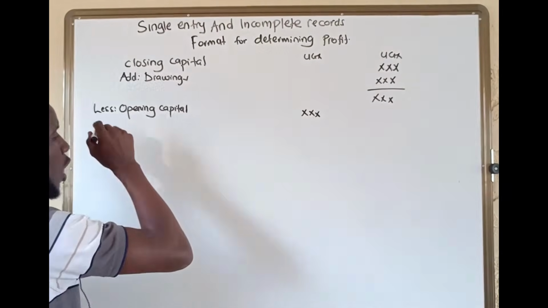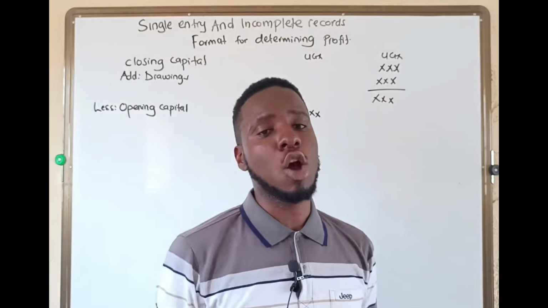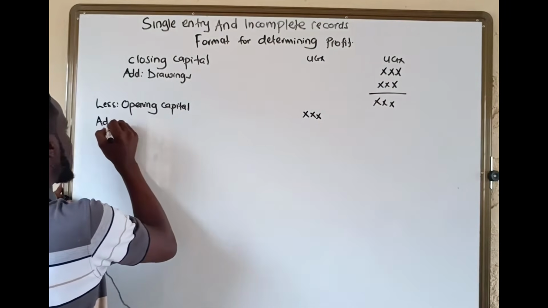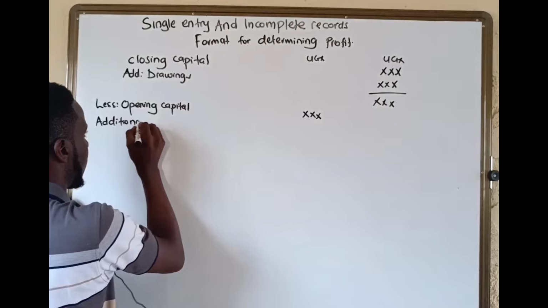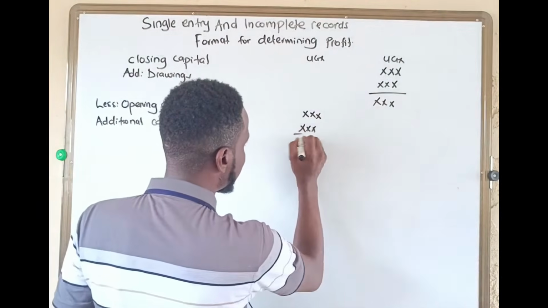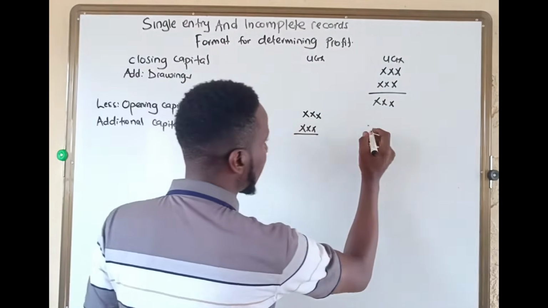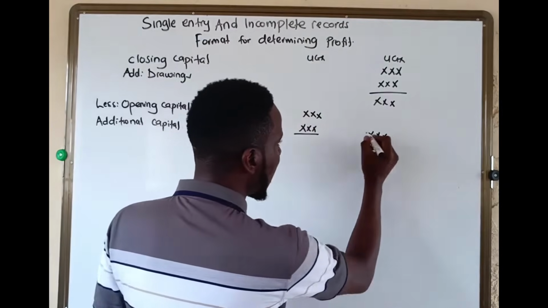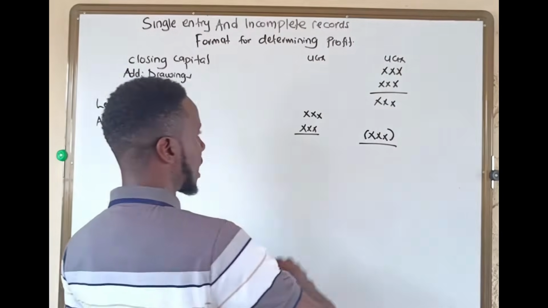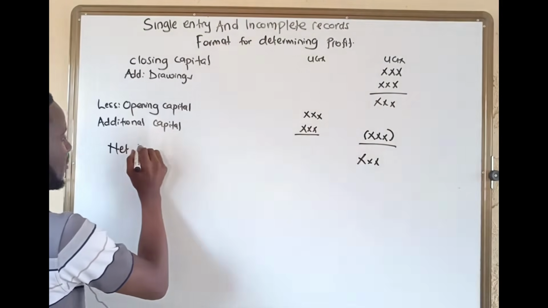Then we shall also add additional capital. If there's any other capital that was introduced within the year, we add it to the opening capital, then we subtract it off. So we say additional capital, and you add it here. Then you bring the total sum of the opening capital and the additional capital here. Then we are going to subtract it. So we put it in brackets to show that we subtract it from our closing capital. And the value that we shall get down here will be our net profit.